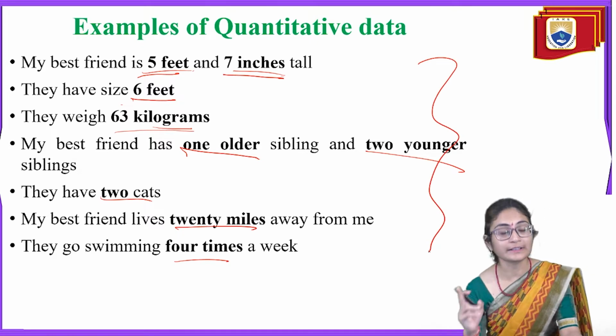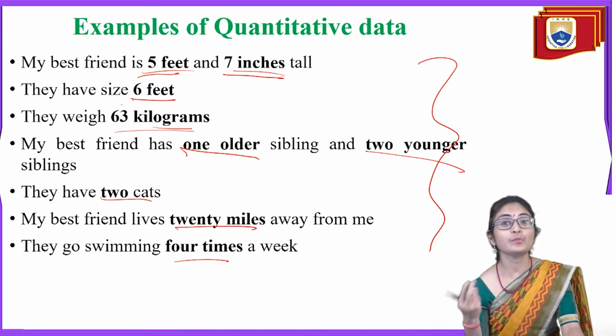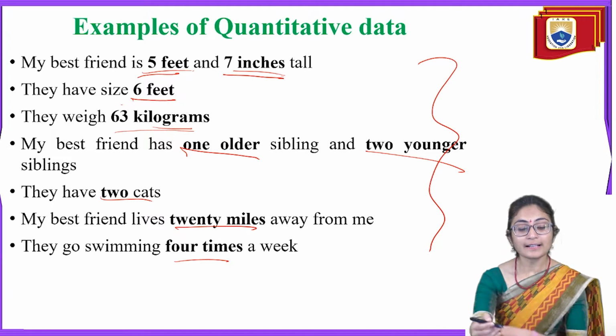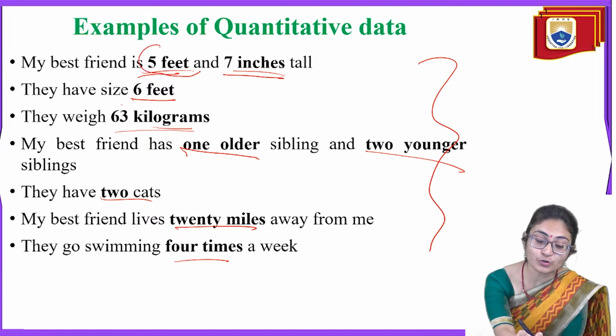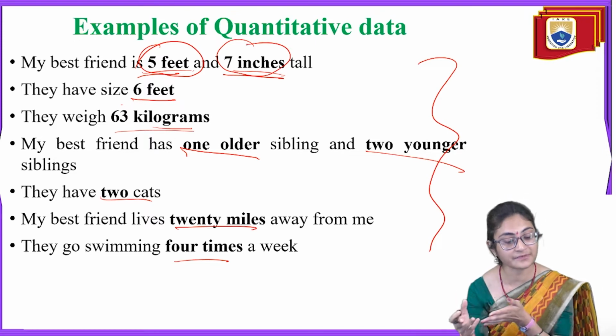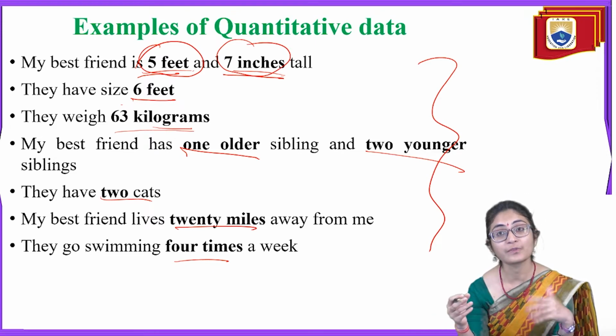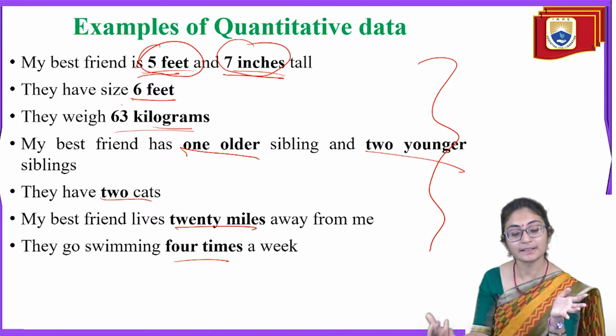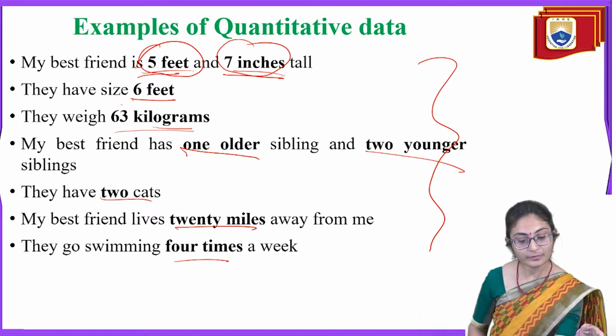This is quantitative data. It's not showing the quality. It's showing only quantity. How much? How many? Even this is shown in the form of only numbers: 5 feet, 7 inches, 6 feet, 63 kilograms, 1, 2. That means all these are representing some quantity.